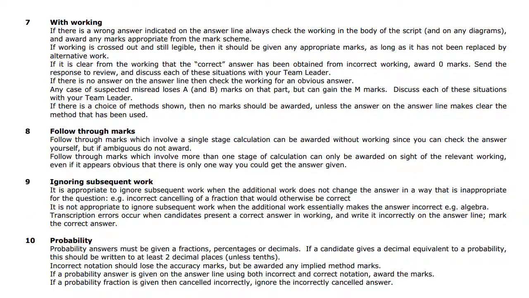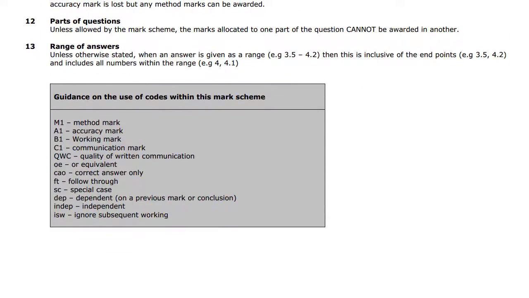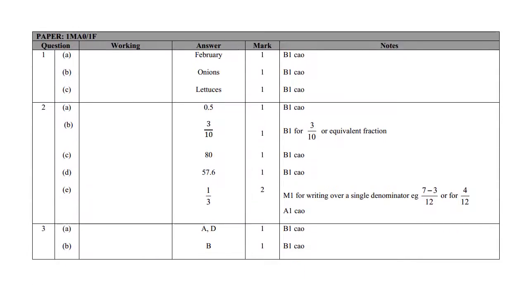There's more notes. These are the codes that are used actually in the marking scheme. So M1's a method mark, A1 accuracy mark, and B1 working mark. And if we look lower down, we've got CAO, correct answer only. And these are all found lower down on the mark scheme. So let's have a quick look. If we look at question 2, we're told here that the answer should be 0.5. And it's 1 mark, and it's a working mark, B1. CAO, correct answer only. So I think we'll look at that in more detail in a minute.